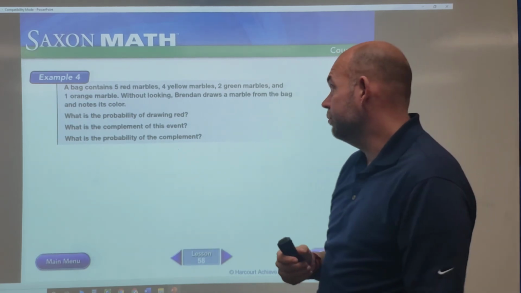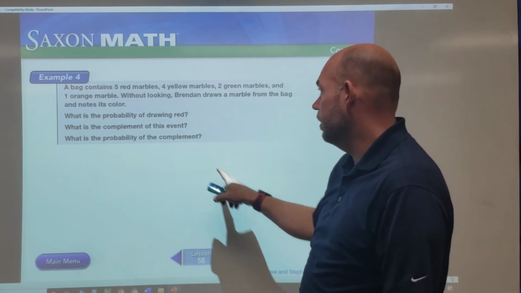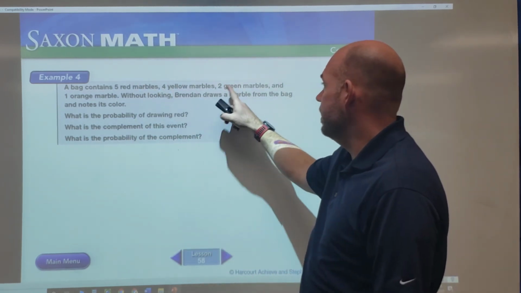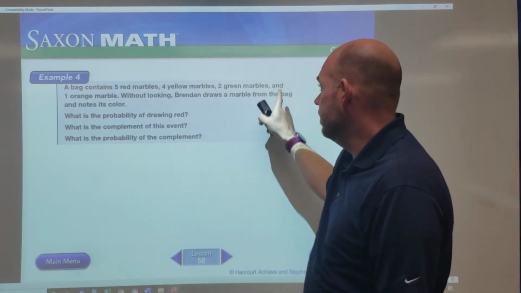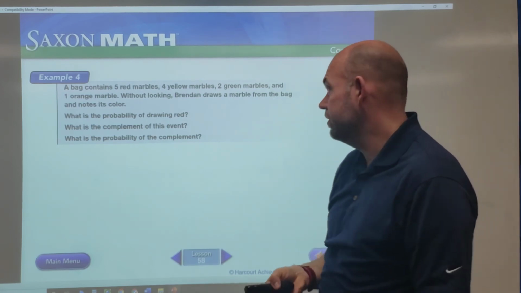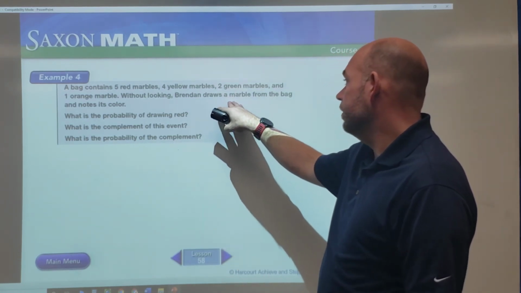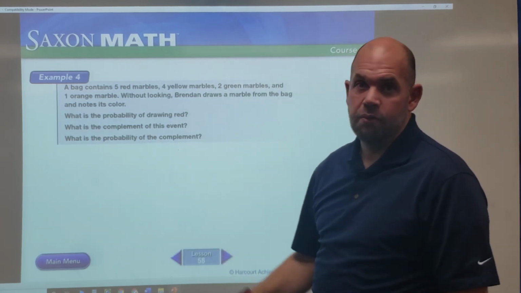So to get our sample space first, we have to think how many total marbles there are and what color. So we're going to have red, yellow, green, and orange. And 5 plus 4 is 9, plus 2 is 11, plus 1 is 12. So a total of 12 possible marbles in those different colors. So without looking, Brennan draws a marble and notes its color. What's the probability of drawing red?